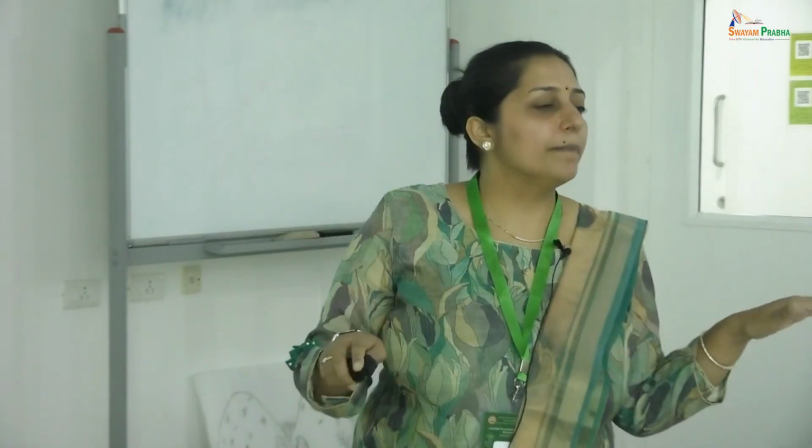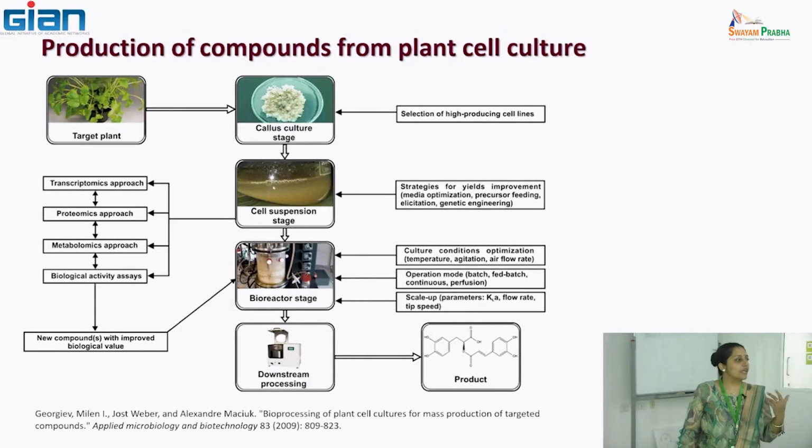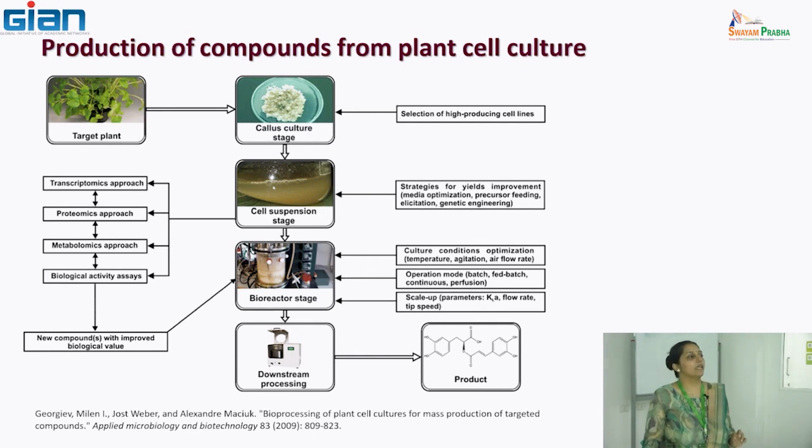So once the upstream portion is done, at this stage we also try to work on the downstream part, which is the extraction of the phytochemical. Because all these parameters we are optimizing are geared towards your desired phytomolecule, the downstream processing is expected to become easier than when you are taking natural plant parts.